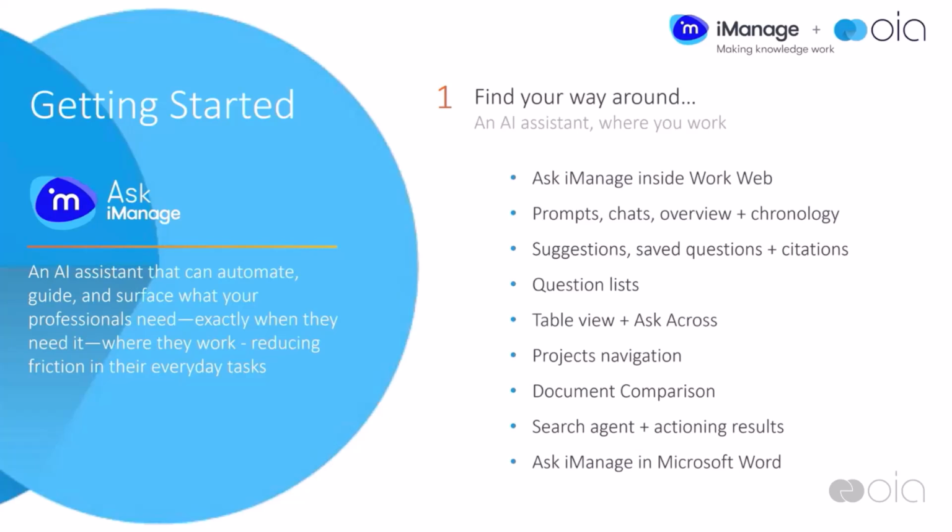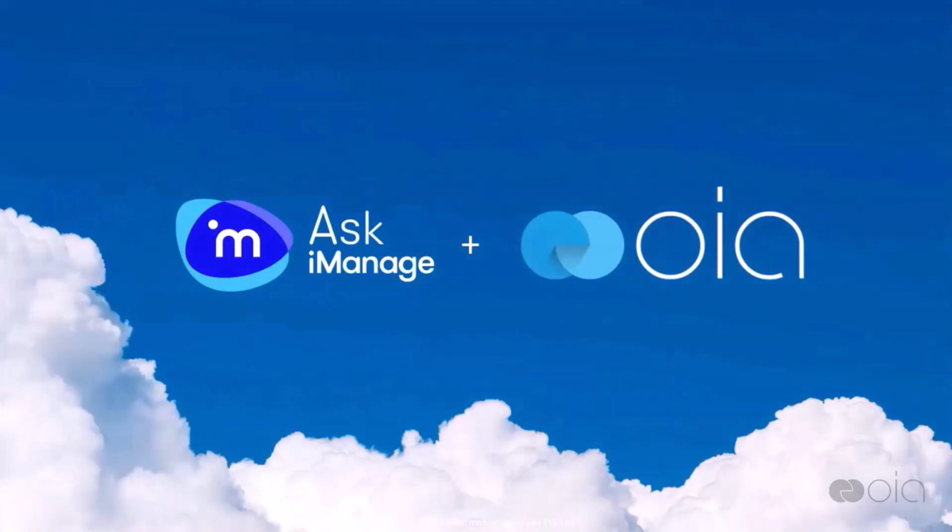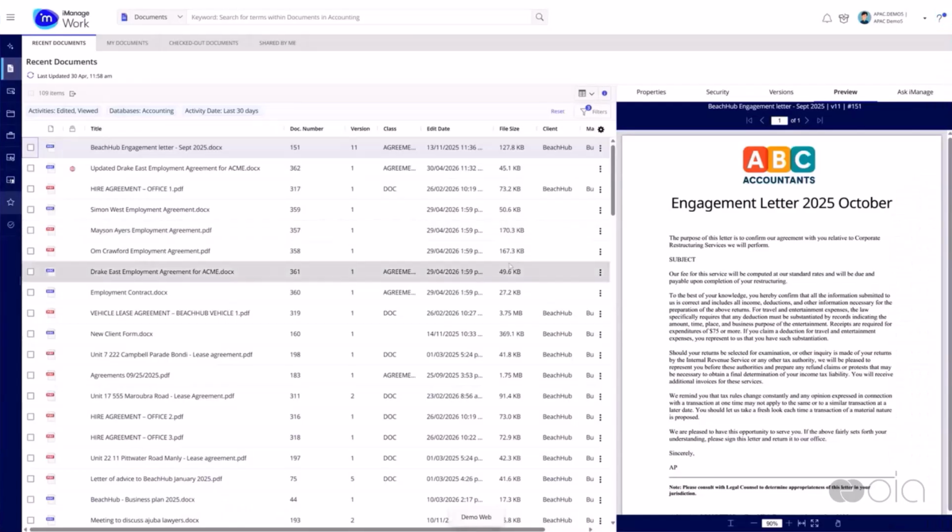I'm going to cover how Ask iManage lives inside WorkWeb, how you work with prompts and chats, suggestions, saved questions, etc. We'll look at how you can ask queries across multiple documents, the concept of projects in Ask iManage. We'll look at document comparison, that search agent, and if I get time, I'll show you how Ask iManage works inside Microsoft Word. So just going to flick over to our demonstration page here. Hopefully this is very familiar to everybody.